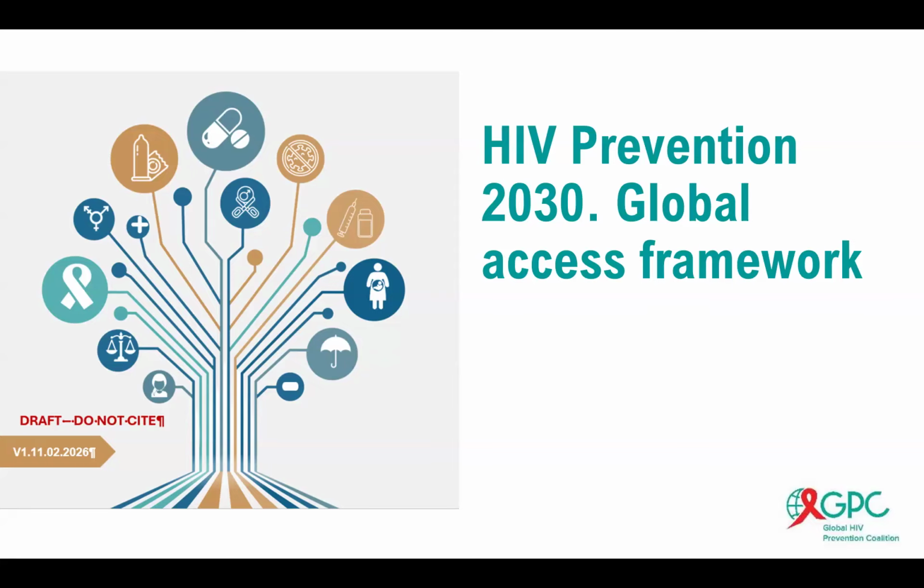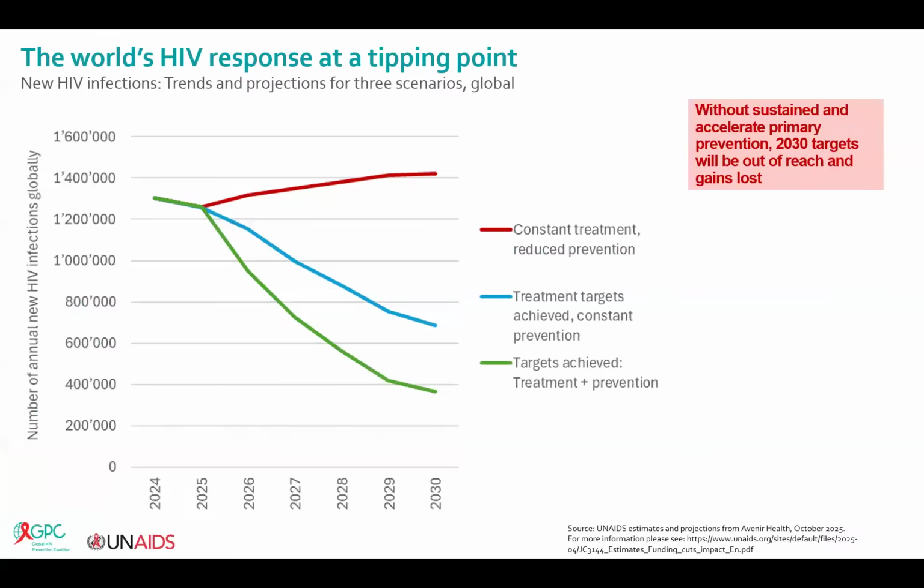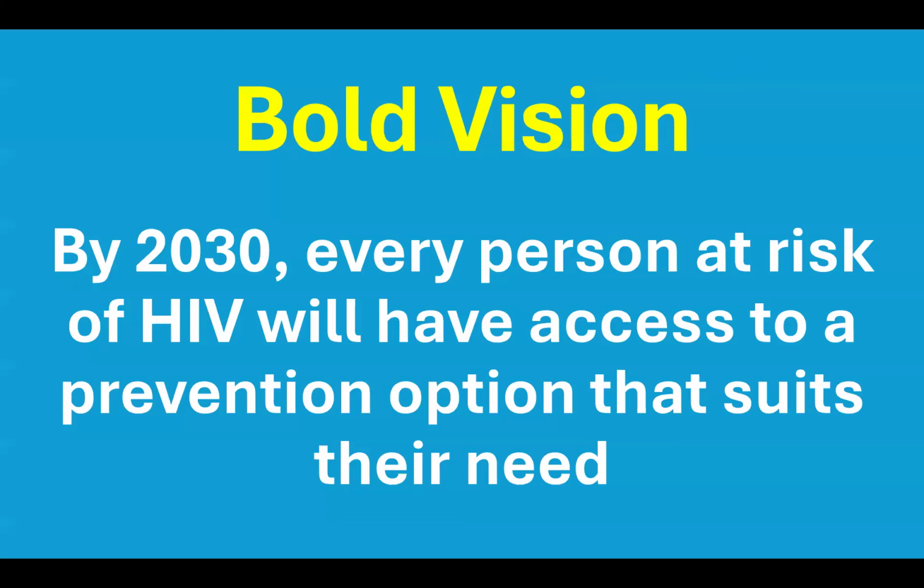So this framework actually elaborates on the global AIDS strategy with a specific focus on the target on primary prevention. And it comes at a time when we realize that the world's HIV response is at a tipping point, where we still have the technological and programmatic opportunities to achieve the ambitious SDG targets for HIV, including a 90% reduction in HIV incidence compared to 2010, which is here reflected in the green line. But we also see that if we reduce focus on prevention, even if we keep treatment constant, we could go into the opposite direction and see rising HIV incidence again.